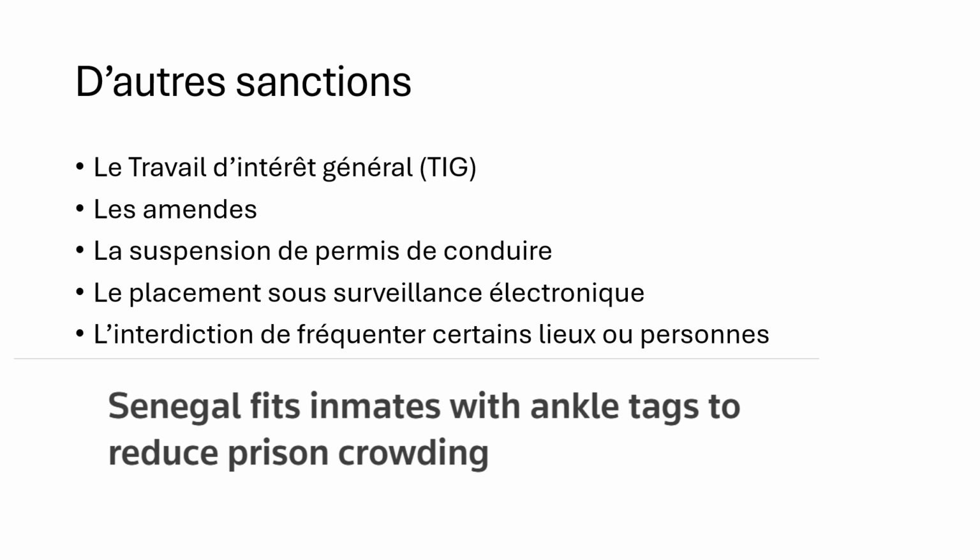The first one that we're going to consider is le travail d'intérêt général, which is also known as community service. This is a criminal sanction where the offender is required to work unpaid for the community and can do tasks such as cleaning public spaces or assisting in charities. The aim is for the individual to repair their wrongs while contributing positively to society.